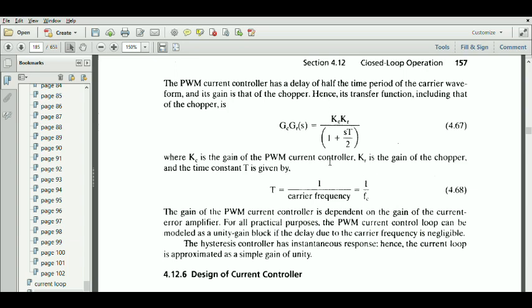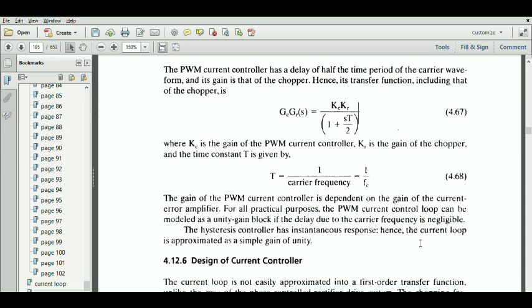Same here, since the hysteresis controller, as we have discussed, has a good response speed. If the frequency is very high, the same thing happens, the response is instantaneous. So hence the current loop is approximated as a simple gain of unity.